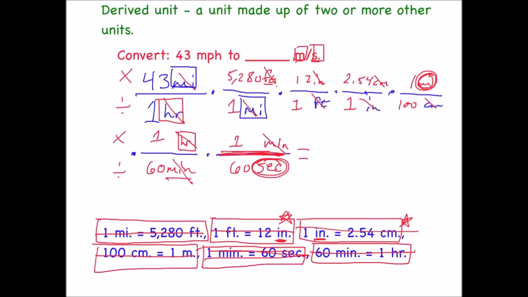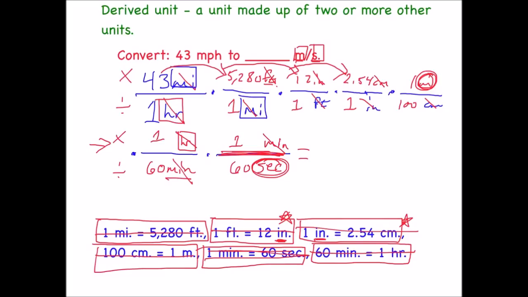So we're going to say 43 times 5,280 in your calculator and hit the equal sign or the enter button. Then multiply that number by 12 and hit the equals button. Then multiply that by 2.54. And then the rest of the stuff on top is ones, even down here in our secondary area. So we can just ignore that.